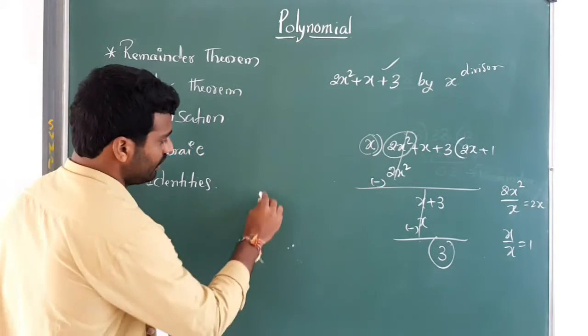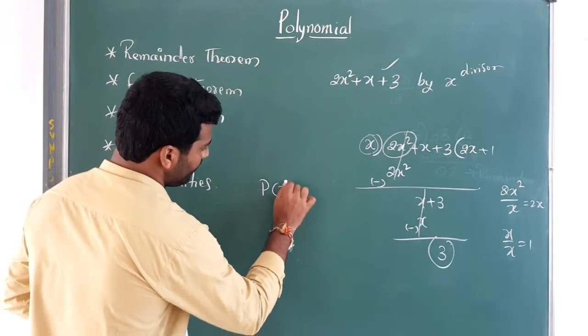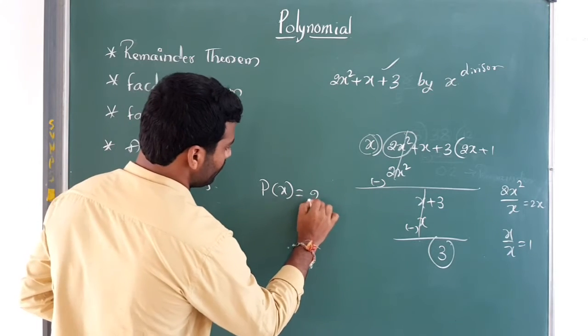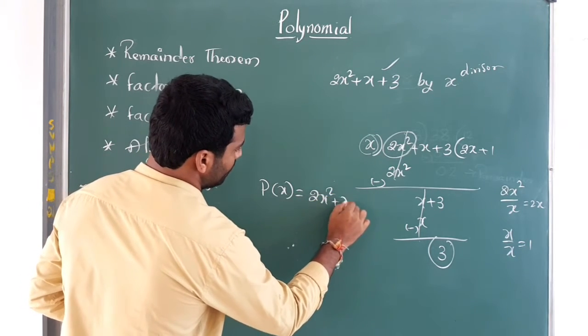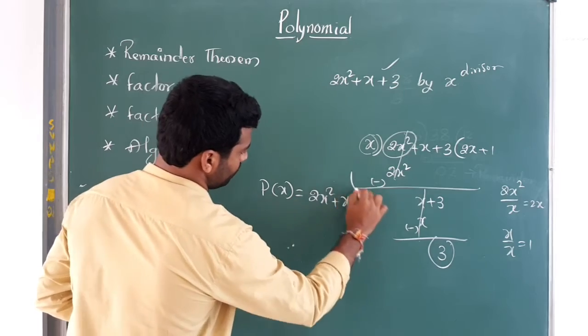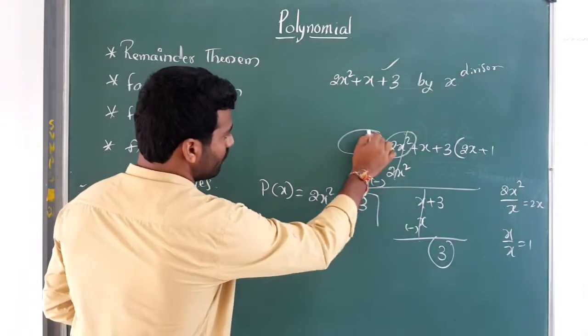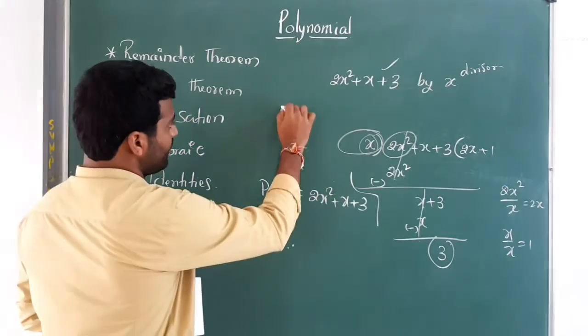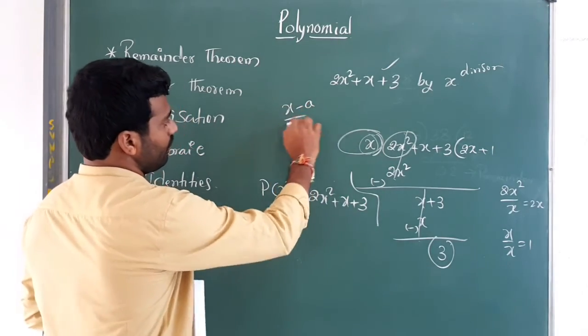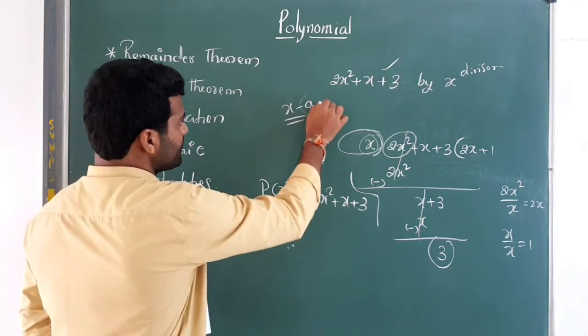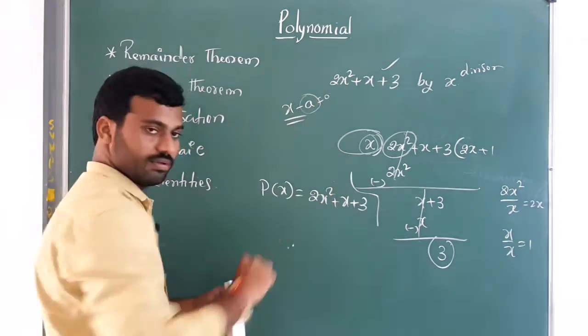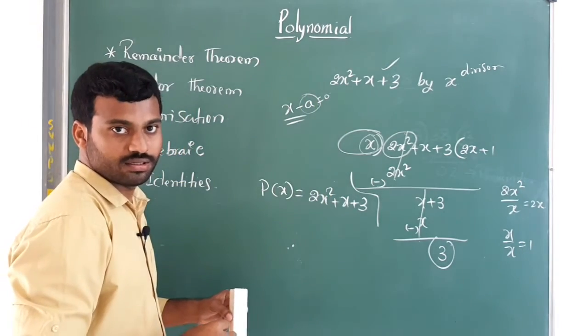Suppose the polynomial is P of x equals 2x square plus x plus 3. Here the linear polynomial is x minus a. In the place of a, what is there? 0. Clear or not?